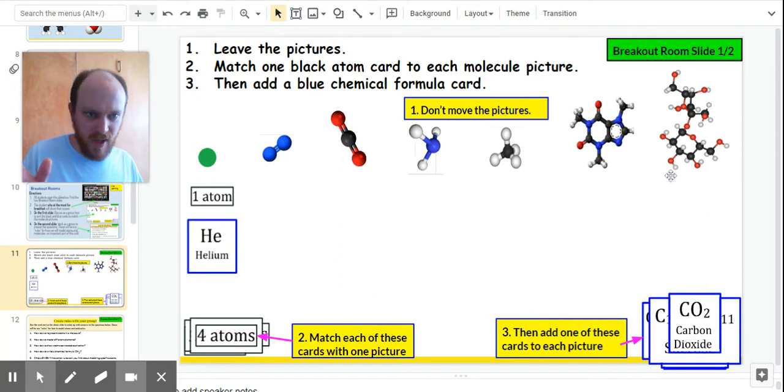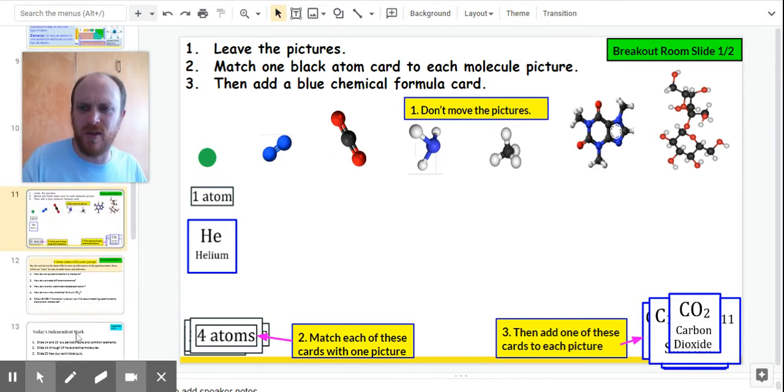You're going to have a row of black cards. You're going to have a row of blue outline cards. Okay, then once you get that done, I don't expect that to take more than a couple minutes.